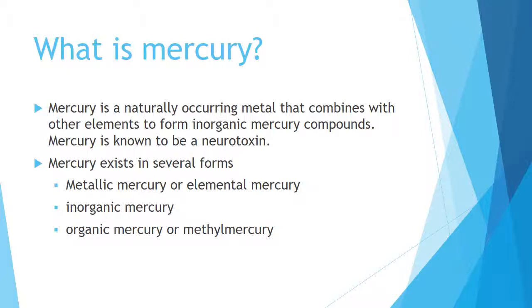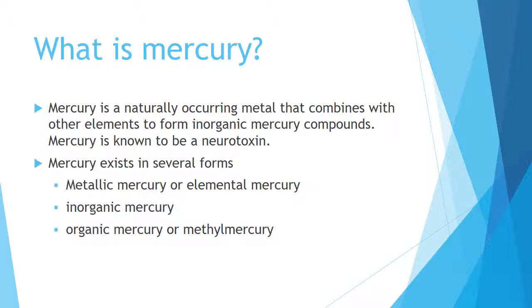Which leads us to: what is mercury? Mercury is a chemical element, commonly known as quicksilver. Mercury is the only metallic element that is liquid at room temperature. Because of this, it is used for thermometers, barometers, manometers, mercury switches, mercury relays, fluorescent lamps, and other devices.